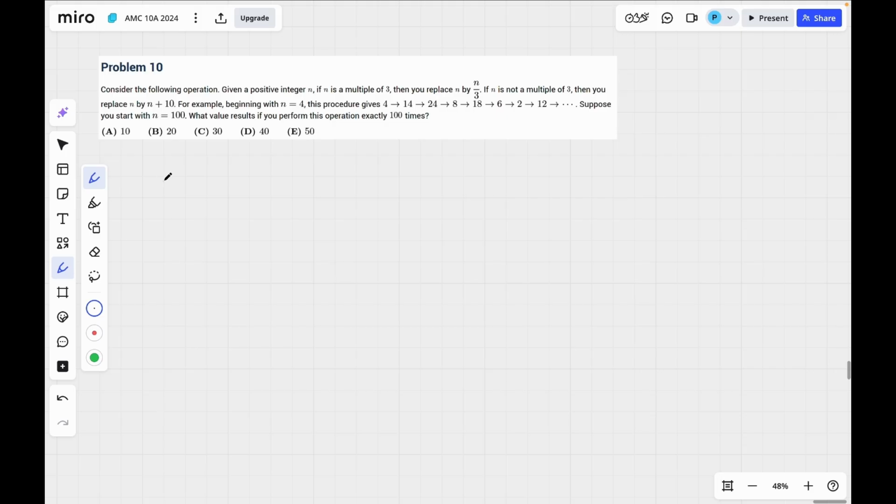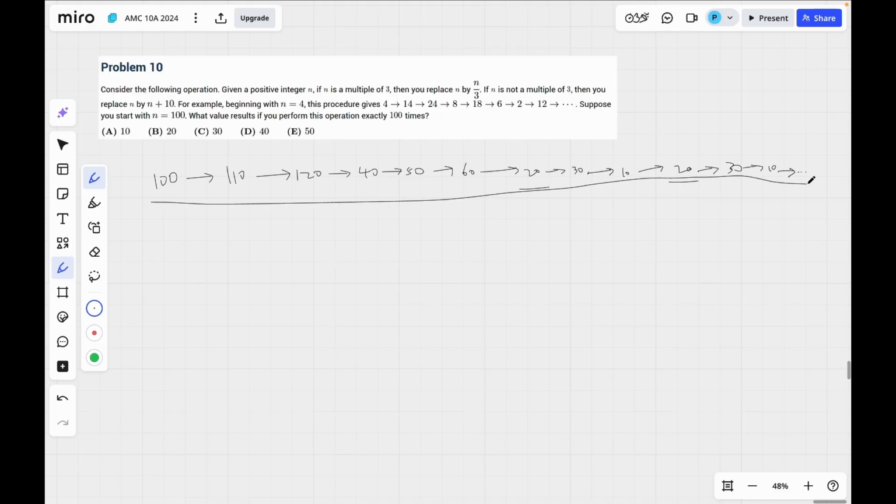So let's start by computing some terms and trying to find a pattern. So we start with 100. Now 100 is not divisible by 3, so we get 110, and then 120, 40, 50, 60, now we see that it repeats here. This is when we've applied 0 operations. This is 1, after 2.